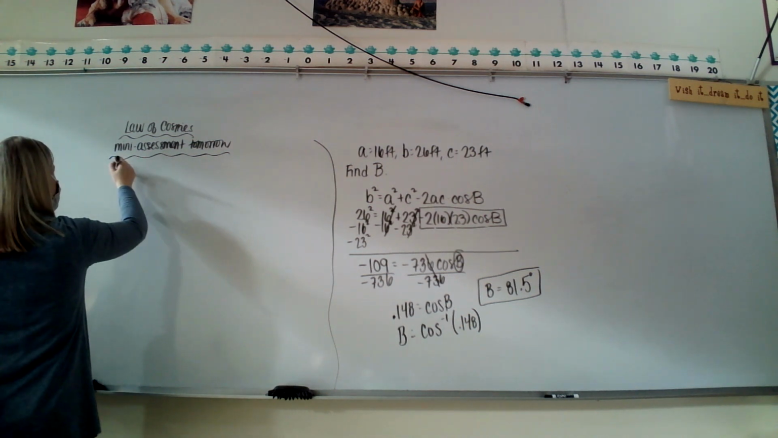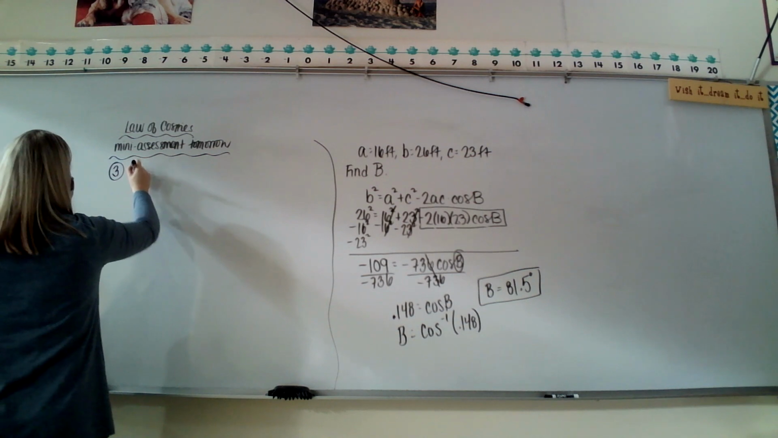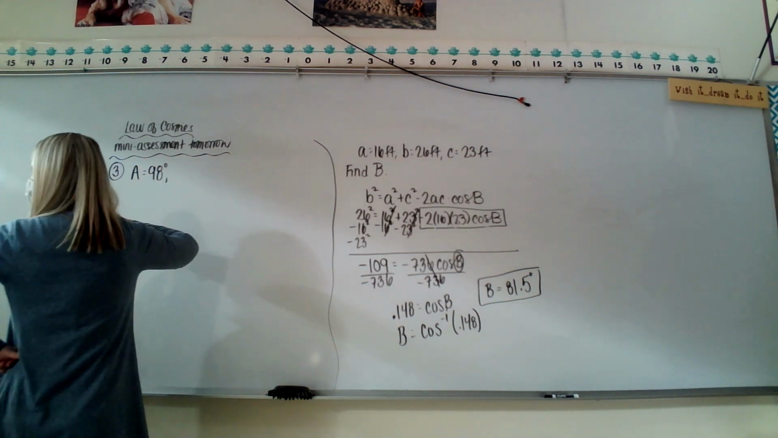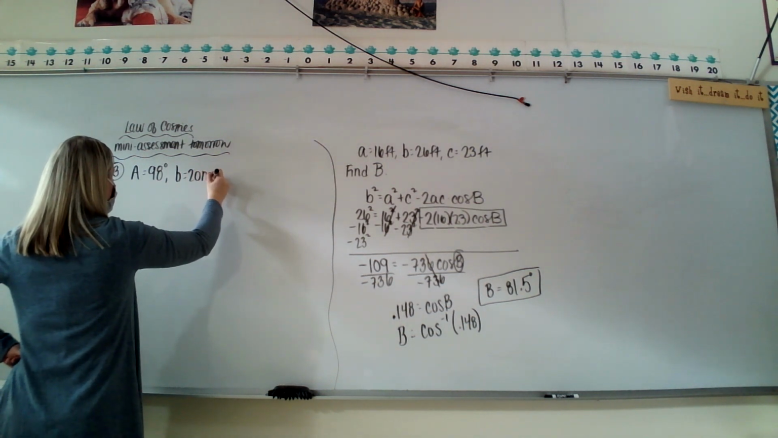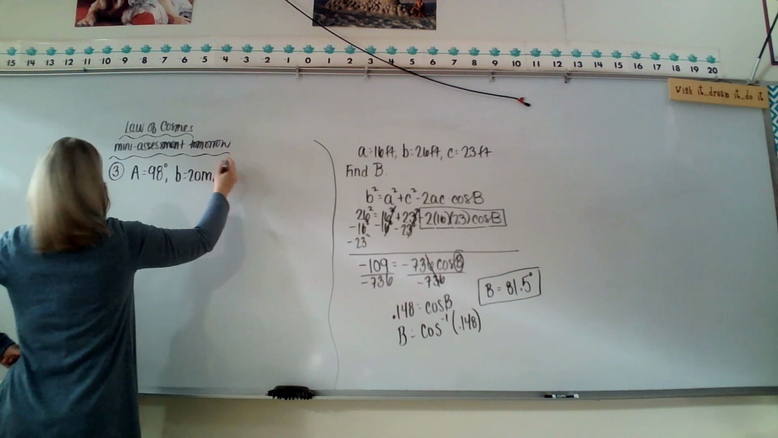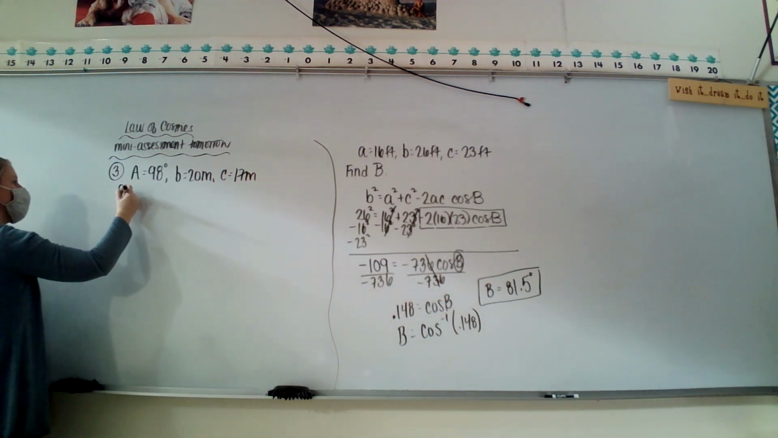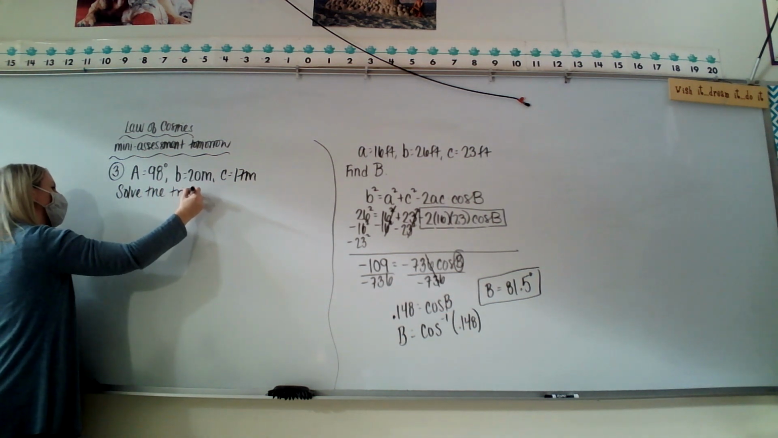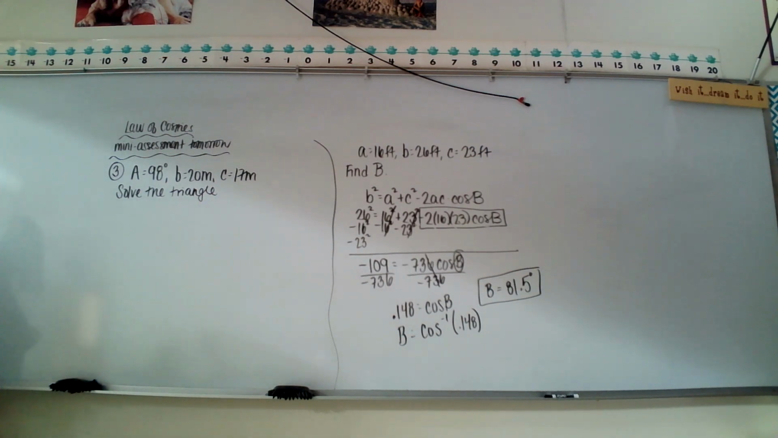Model 3. So we're going to have angle A is 98 degrees. Side B is 20 meters. And side C is 17. And I'm going to say solve the triangle. And when I say solve the triangle, that means find everything. Find every side, every angle. If it's missing, we need it.